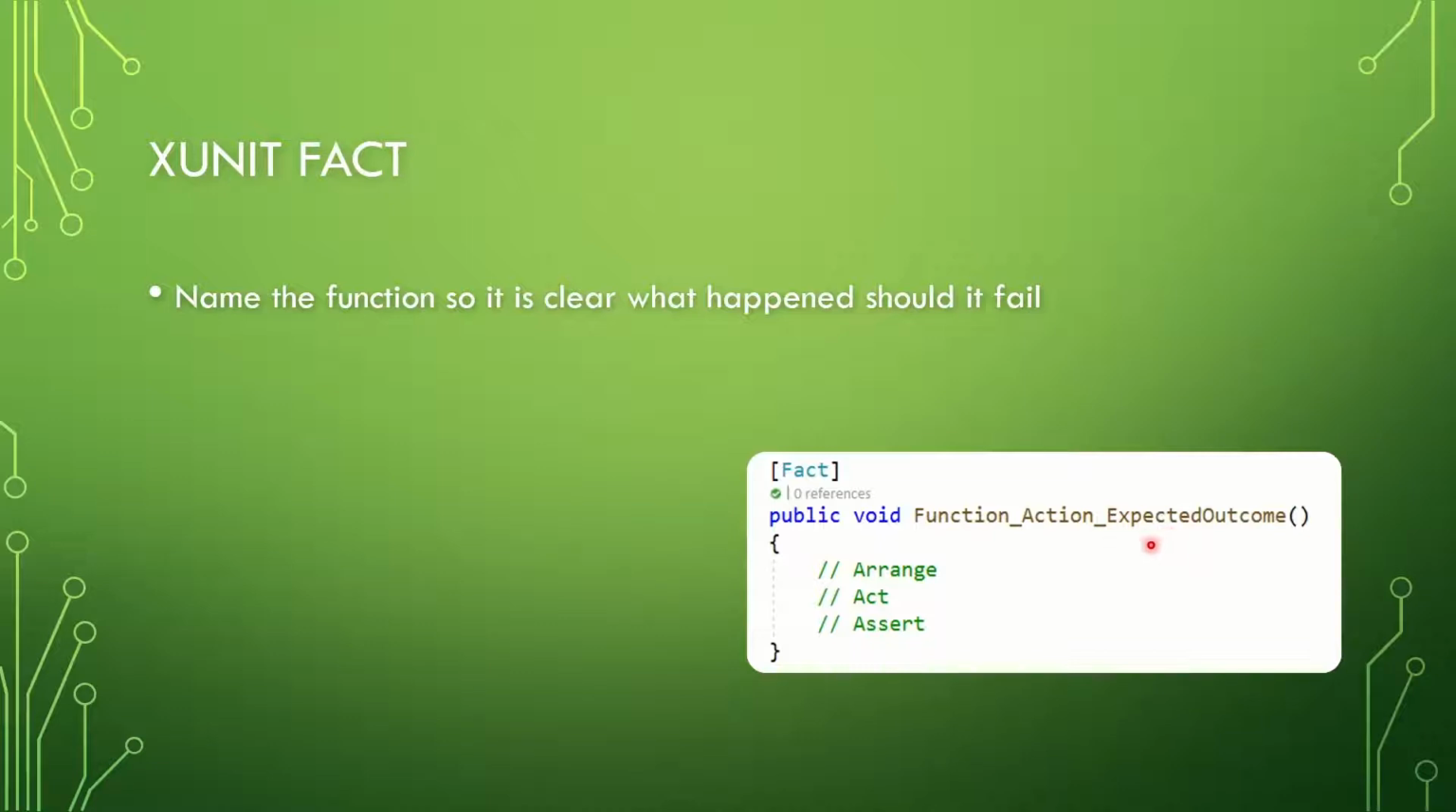And the reason you do this is that if you end up having a test fail, rather than getting some gobbledygook like, oh, test 5 failed, what you're going to see is something that hopefully conveys very quickly to the person who's reading the test report what exactly went wrong.